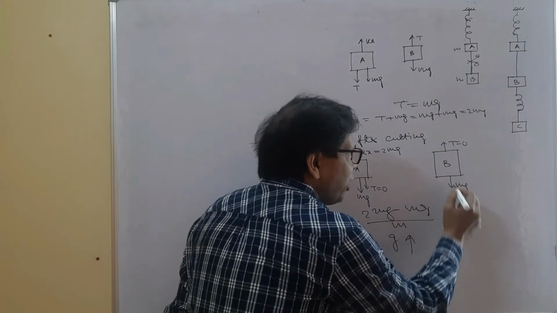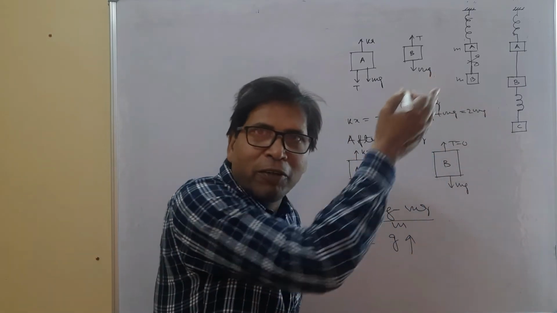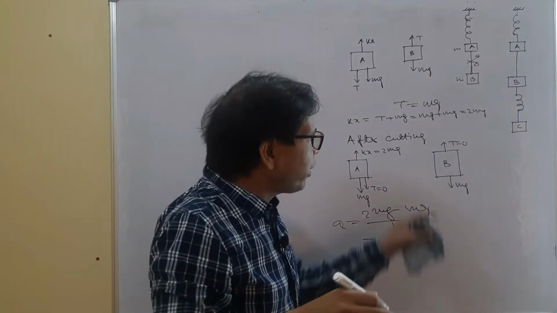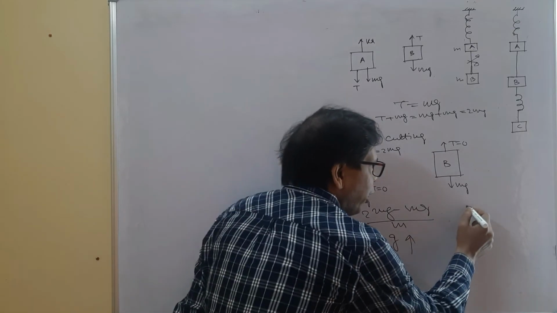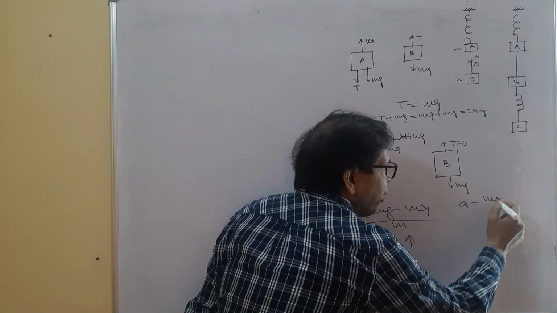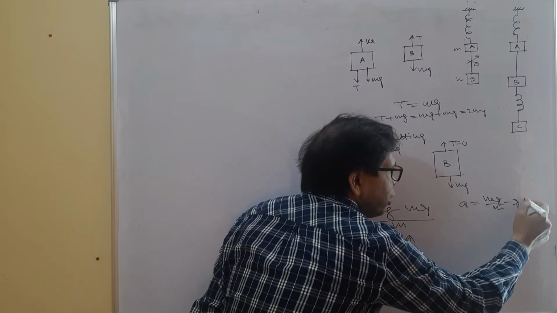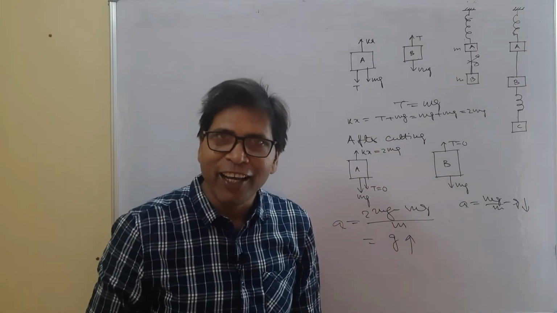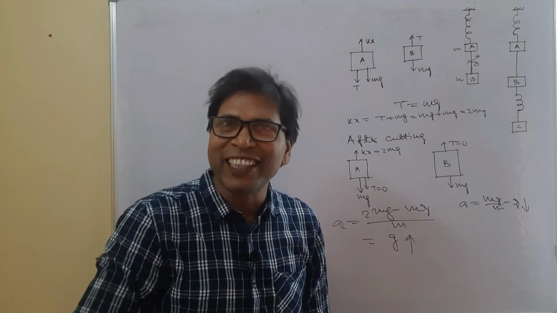Now next, for B, upward force 0, tension T is 0. Here the only force is mg, so mg by m is g in the downward direction. Okay, understood? Please share the video.